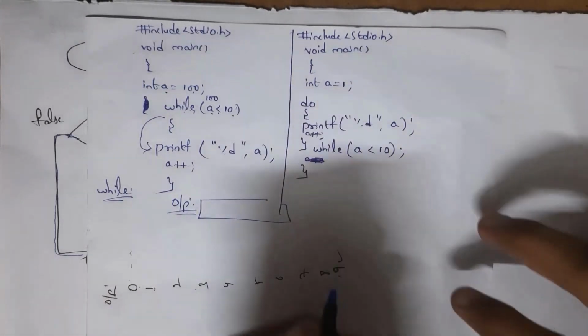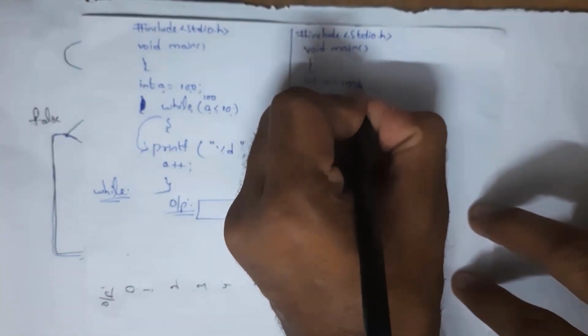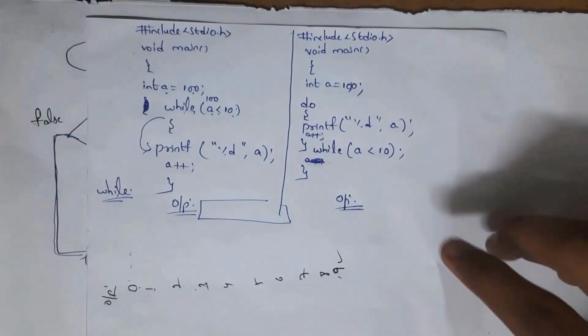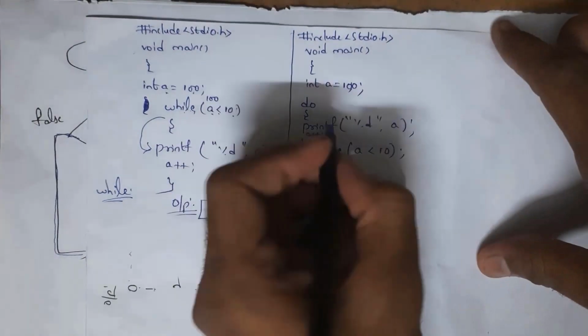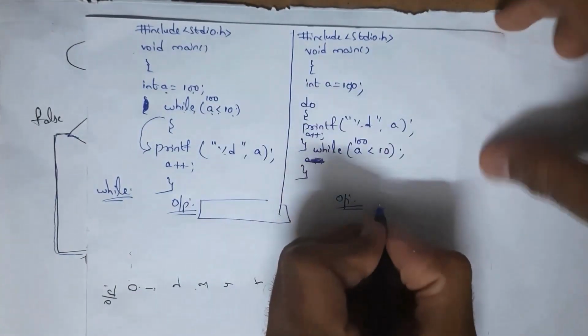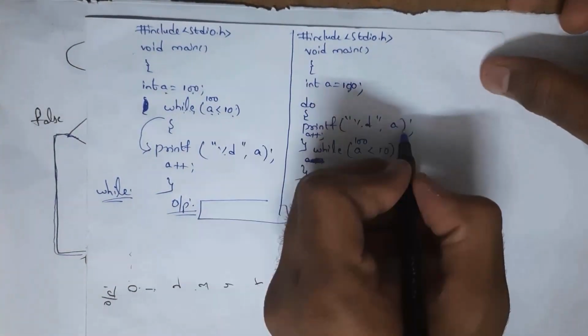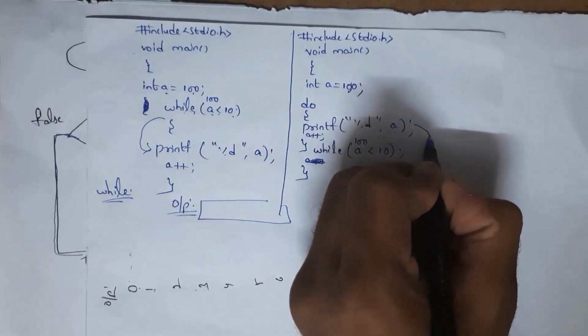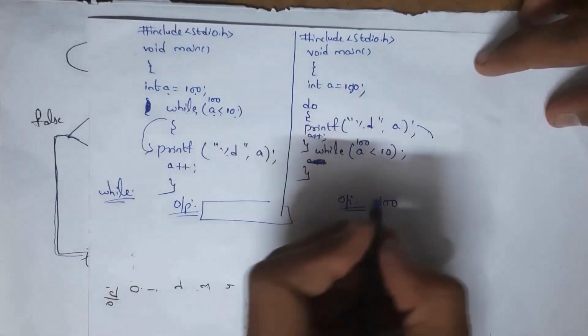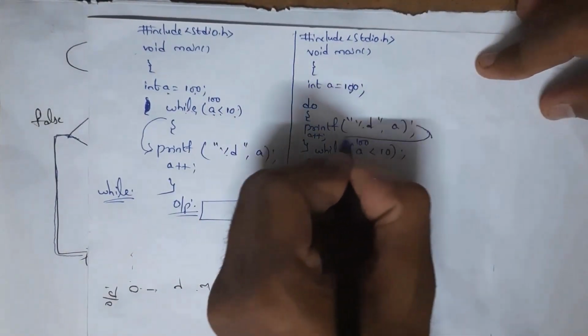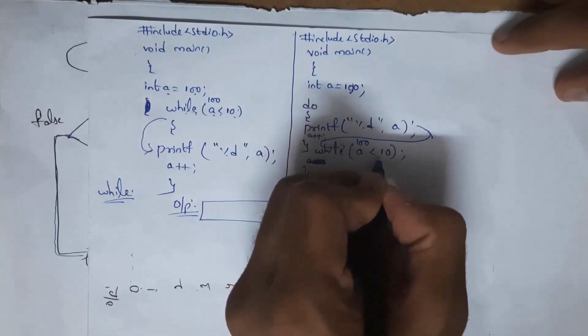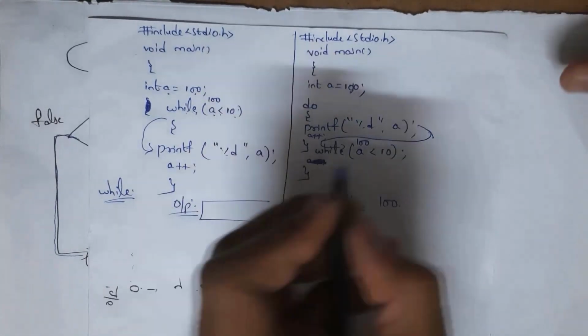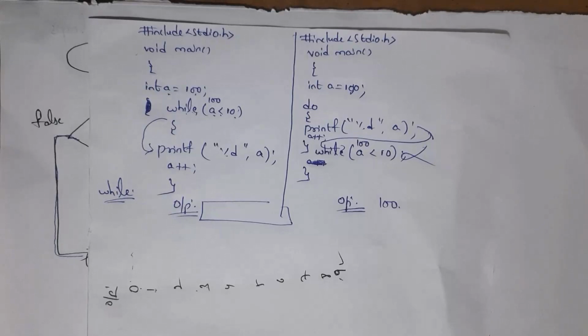But in do while loop, here I gave the value of a as 100. 100 is not less than 10. 100 is greater than 10. So here I will get output 100, because in a do while loop, at first it will print the statement. After printing that statement, it will check the condition. So here at first it will print 100. After that it will check the condition. 100 is not less than 10. 100 is greater than 10. So it will stop this loop. So in while loop, it will not print any output, but in do while loop, it will print the first value.